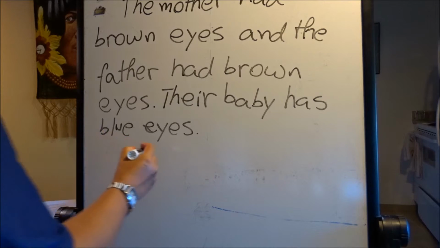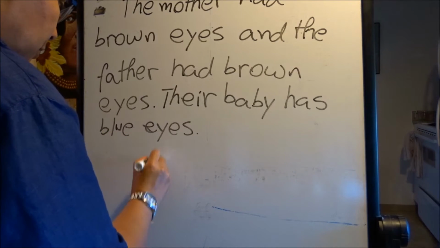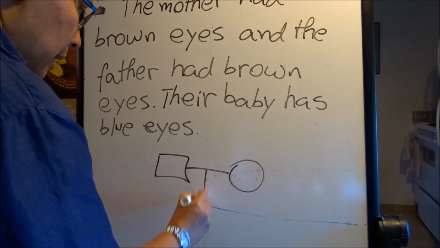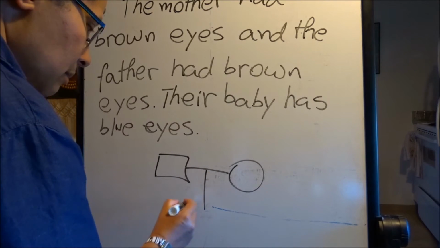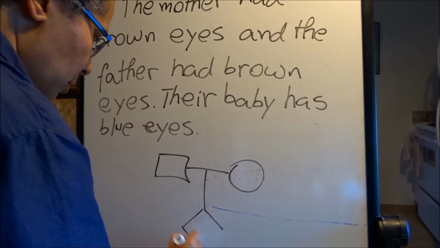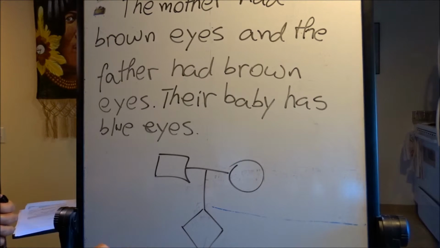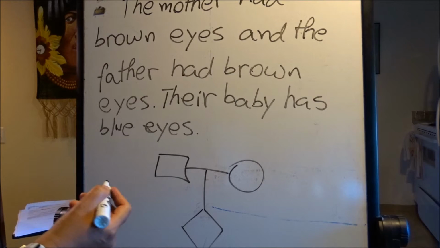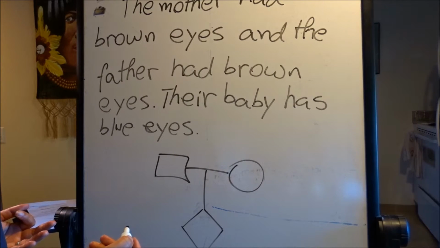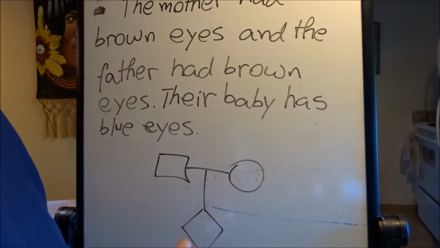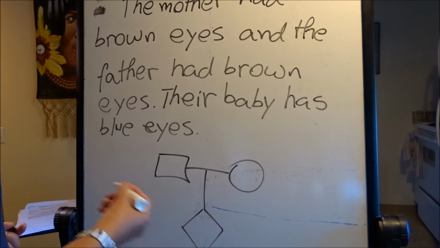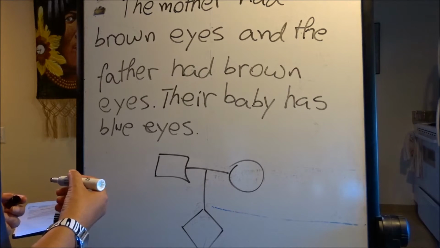We can draw this as the father, which will be a square, the mother is a circle, and their baby, doesn't matter what the baby is, right, boy or girl, has blue eyes. That's what we know. You can only get blue eyes if each gene for blue eyes you get from a separate parent, correct?